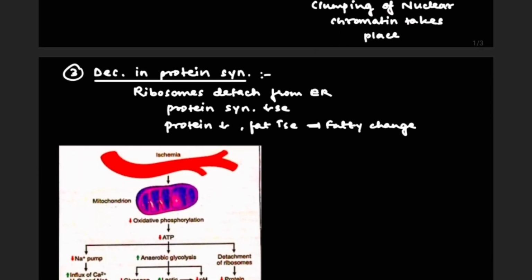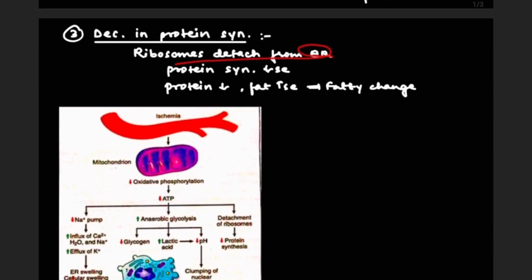Now we are going to see about decrease in the protein synthesis. So ribosome detached from ER and protein synthesis will get decreased, as well as protein decrease, then fat will increase and fatty changes will take place. Now you can remember this by a small flowchart.